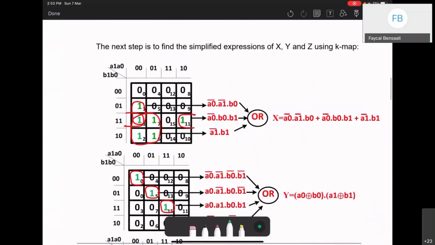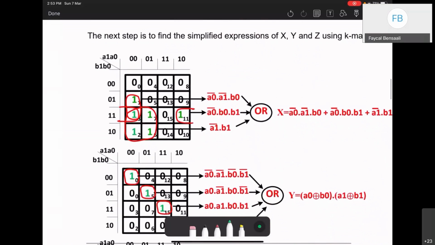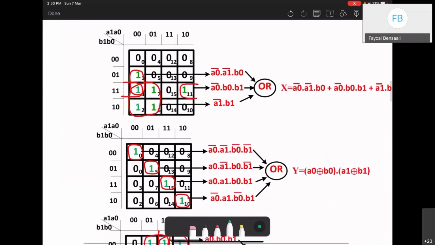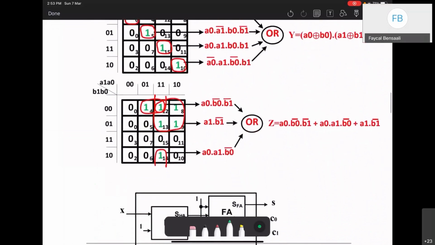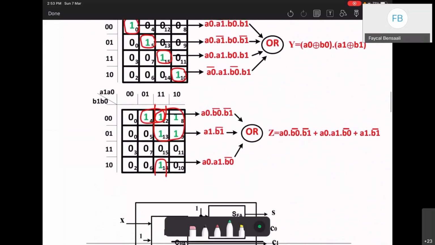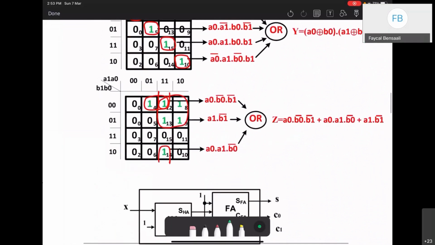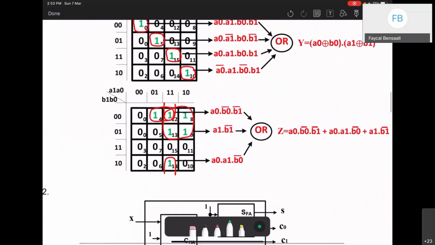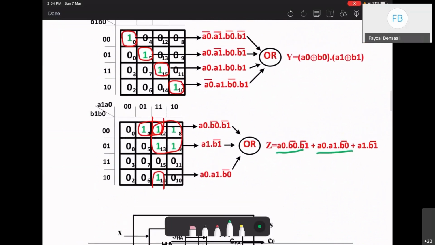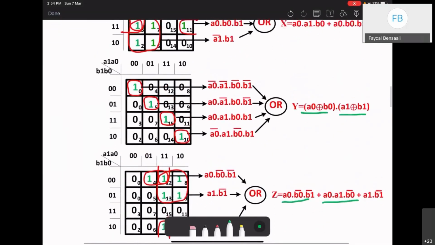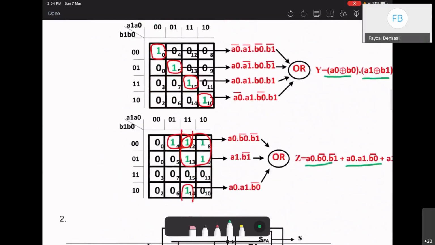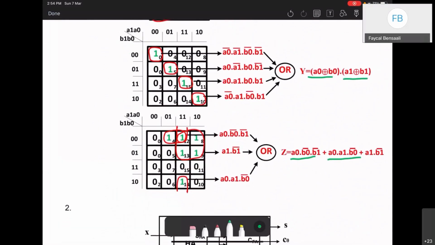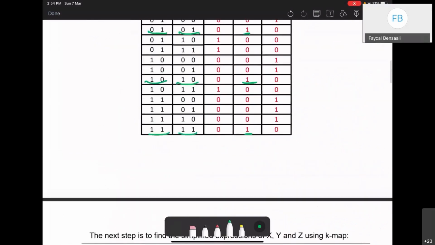I'm not going to go through this. And then you get the expressions. And then based on this, you draw the circuit. I just got the expressions here. I didn't draw the circuit, but you can draw it with 4-input AND gates. You can use XOR here as well, and so on. It's a little bit complicated circuit.